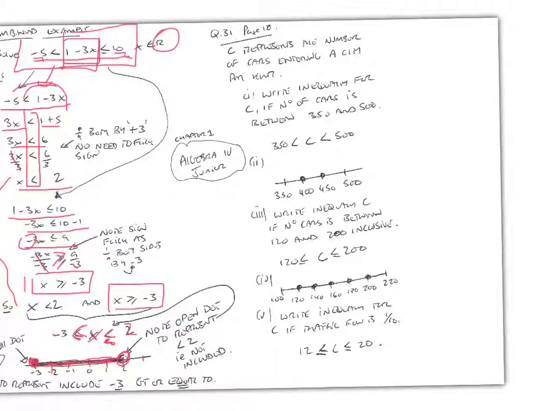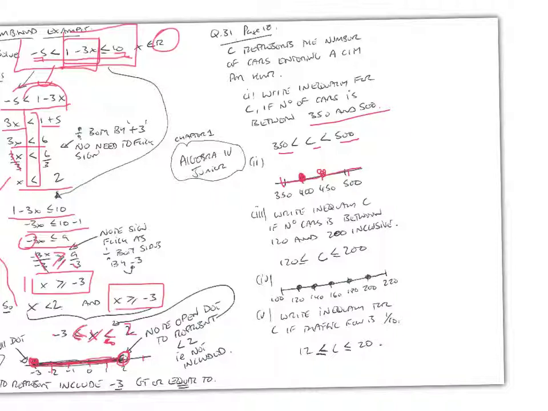And finally, C represents the number of cars entering a city per hour. Write the inequality for C if the number of cars is between 350 and 500. So C is greater than 350, but C is less than 500, and it's not equal to. Okay, we'll see why in a minute. Draw that on a number line. I would just pick something like 350, 400, 450, 500, and I would mark 400 and 450, but not 500 or 350, because it's not equal to those.